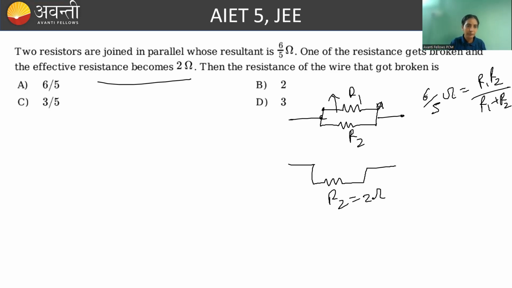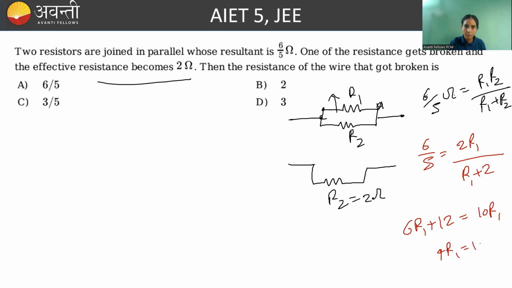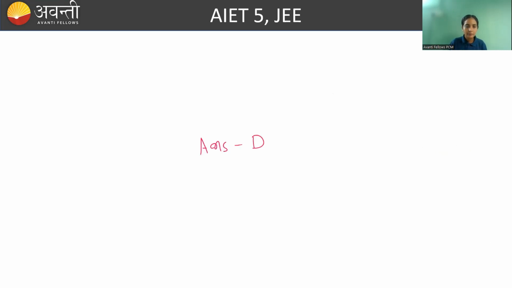So we just need to put the values here. So R2 value is how much? 2 ohm. So 6 by 5 equals 2R1 divided by R1 plus 2. So this is equal to 6R1 plus 12 equals 10R1. So 4R1 equals 12. R1 will be equal to 3. So the answer will be what? 3. Done. So the correct option is D.